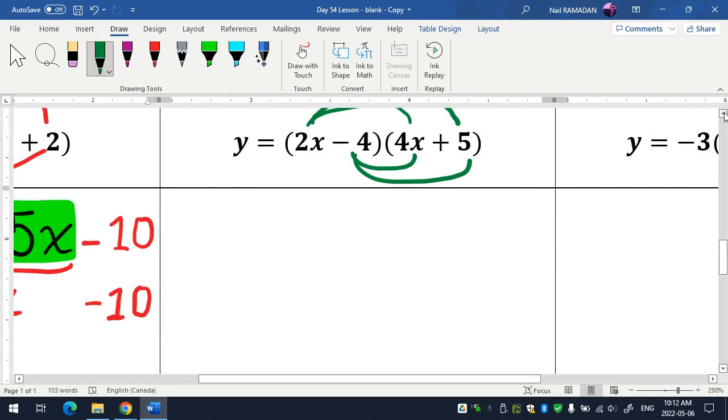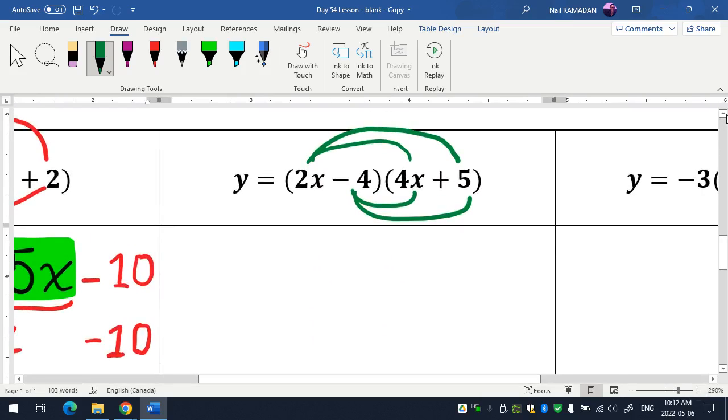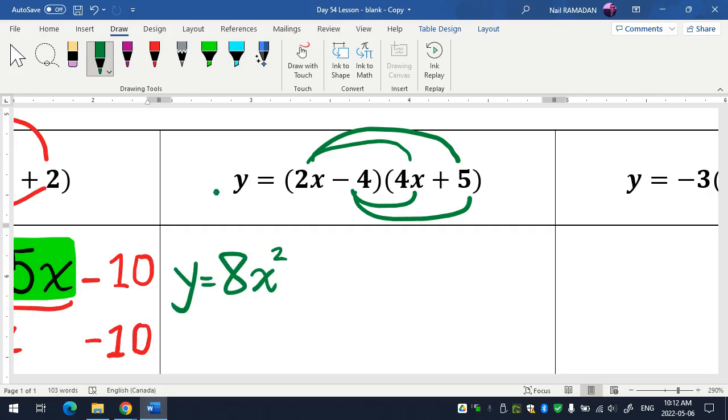Okay. My first line connects what with what? 2x with what? What's 2 times 4? 8. And what's x times x? You got it. All right. Now, I have to do this line. What's 2x times 5? Forget the x. What's 2 times 5? It's 10. So it's plus 10x. Keep going.